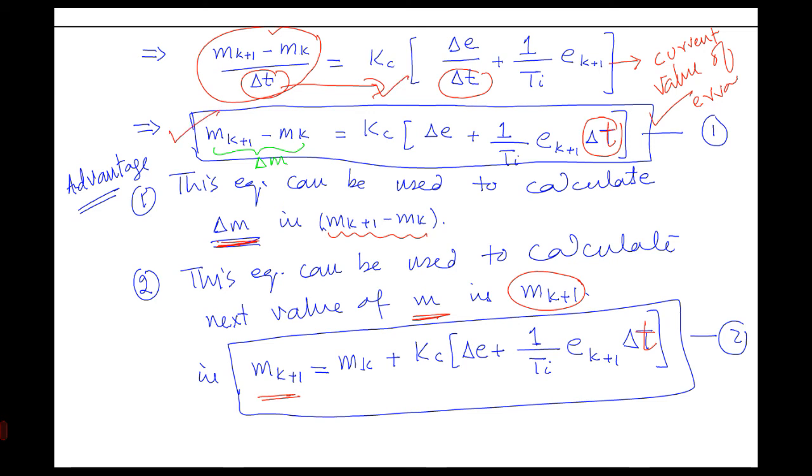The advantage of this equation is that it can be used to calculate delta m, that is the difference between the current and the previous movement. And second, we can also calculate the next movement with respect to the previous one, and it applies to any two instants in sequence.